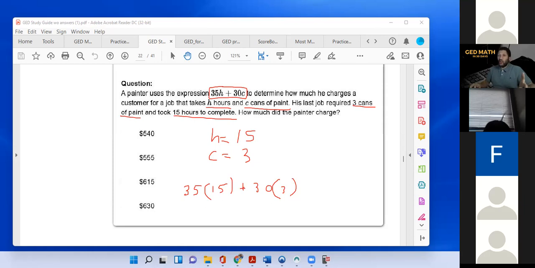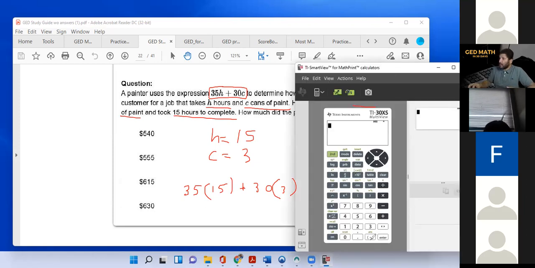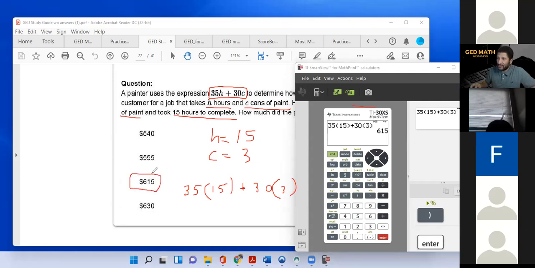And guess what? Don't waste your time. You don't have to do this by hand. We're going to use our calculator. Listen, it is your friend. So now watch this. 35 in parentheses 15 plus 30 times 3. We hit enter and we get our answer of 615. Okay? Answer of 615.